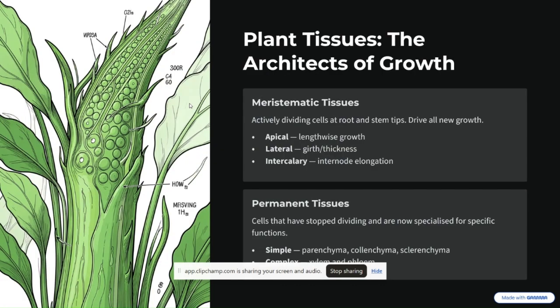Here you can see the image of plant tissue. Plant tissues are composed of two types of tissue, that is meristematic tissue and permanent tissue. What is meristematic tissue? Meristematic tissues are those tissues which help in growth, maintenance and protection. Permanent tissues are mostly used in food storing.